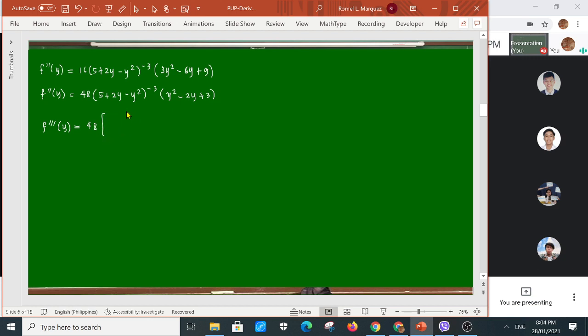I can put this out, okay? Derivative of a product, we're at a product now. I took out the 48. Derivative of a constant times a function is the constant times the derivative of the function. The first, derivative of the second: 2y minus 2, plus the second: y squared minus 2y plus 3. Derivative of the first: drop the exponent, copy the base, 5 plus 2y minus y squared, subtract 1 from the exponent.